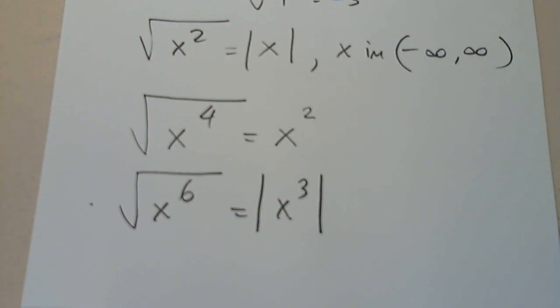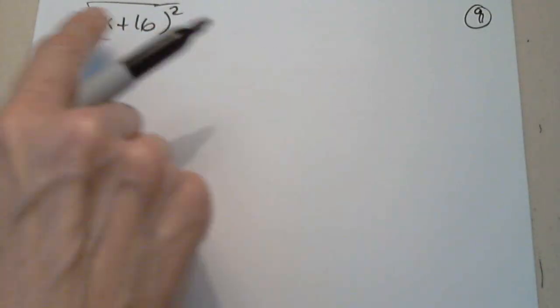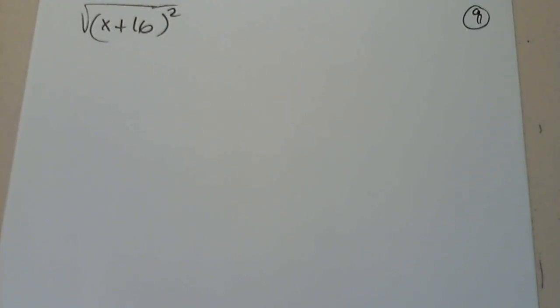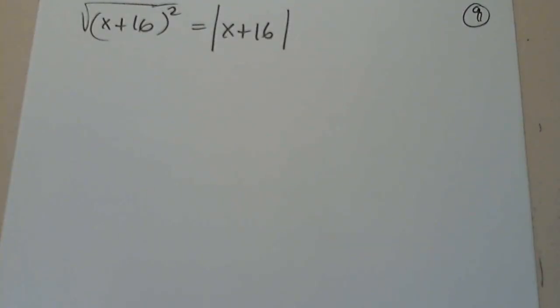Good. So now we reach the next example, which is a very good one. So this is the square root of x plus 16, and this is page 9. So the square root of x plus 16, everything squared. Indeed, 2 over 2 is 1. But because x plus 16 could be negative if x is negative 20, I am forced to put the absolute value on x plus 16. Okay?